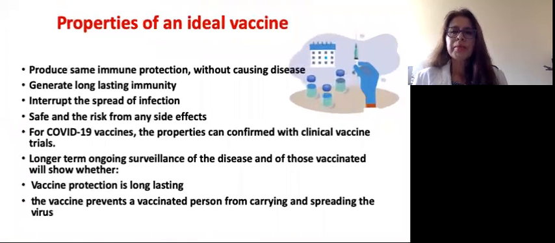So, the ideal vaccine will produce immune protection without causing disease, generating a long-lasting immunity, interrupting the spread of an infection, safe and without any side effects, confirmed by the clinical trials.